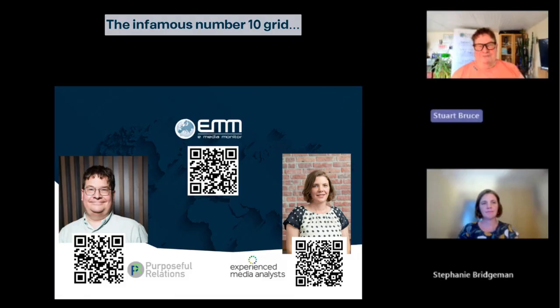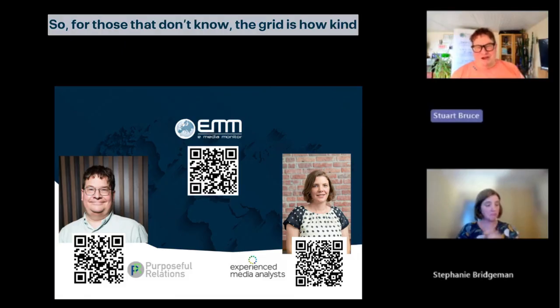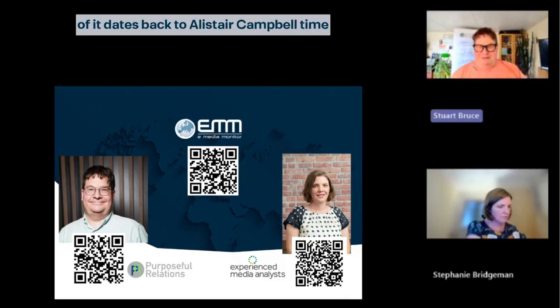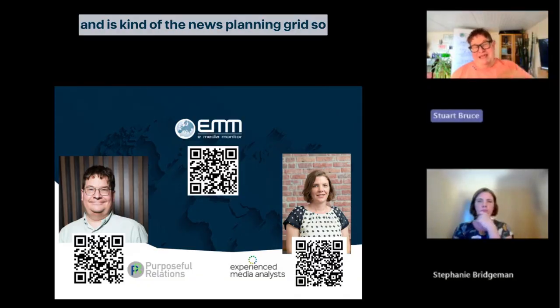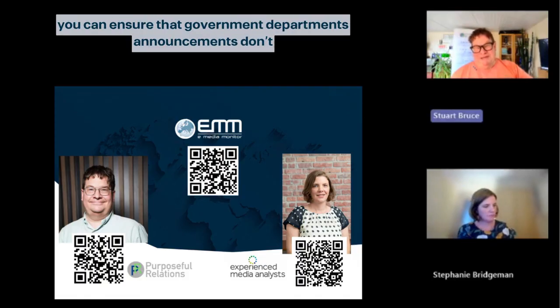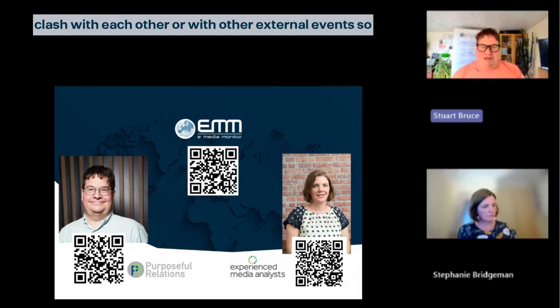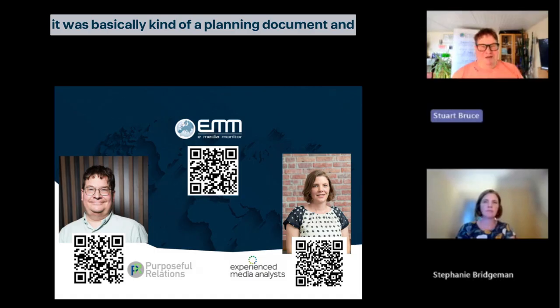The infamous number 10 grid. So for those that don't know, the grid dates back to Alistair Campbell's time in Downing Street. It's the news planning grid, so you can ensure that government departments' announcements don't clash with each other or with other external events. So it was basically a planning document.